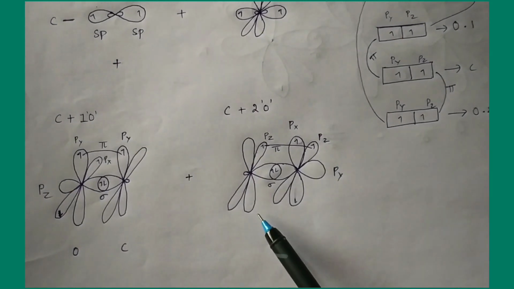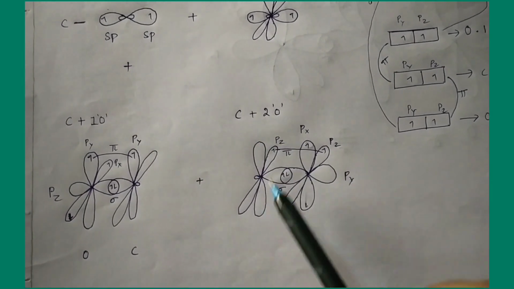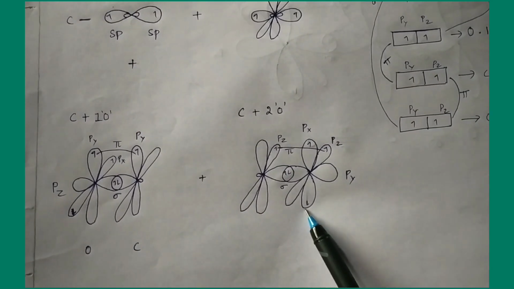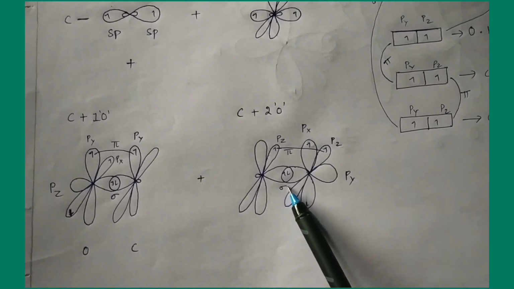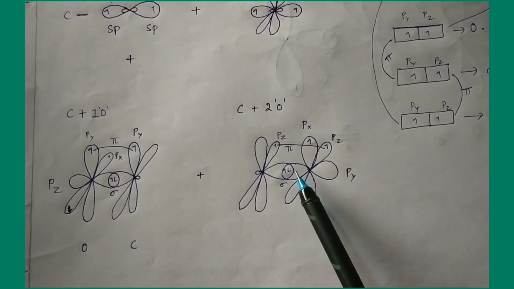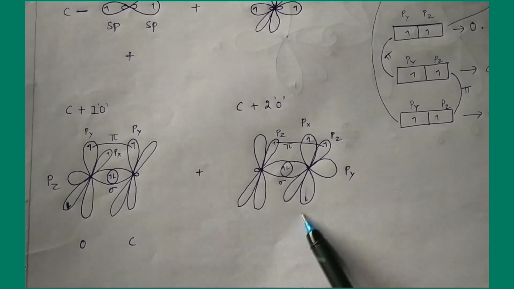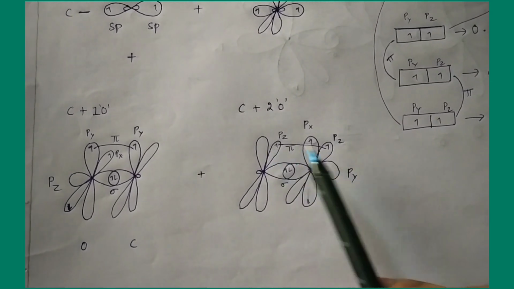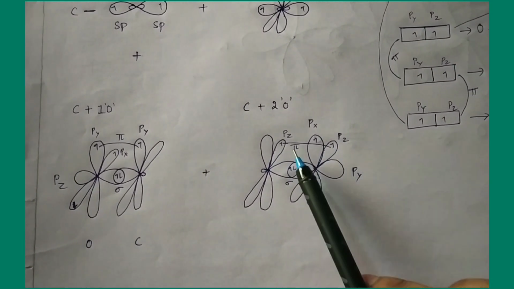Here we can observe the central atom carbon and another oxygen, the second oxygen. By direct overlapping, a sigma bond is formed between carbon and the second oxygen, and by sidewise overlapping of pz orbitals we can observe a pi bond here.